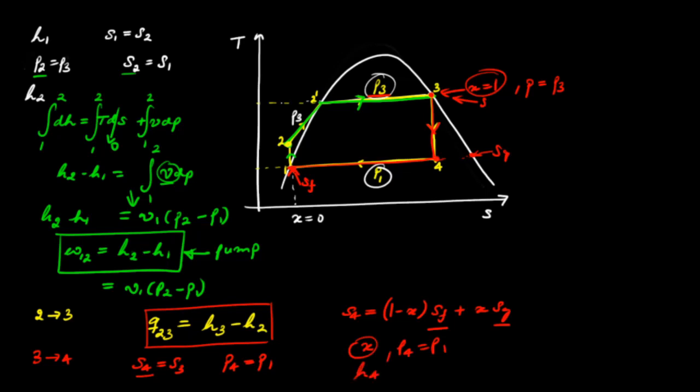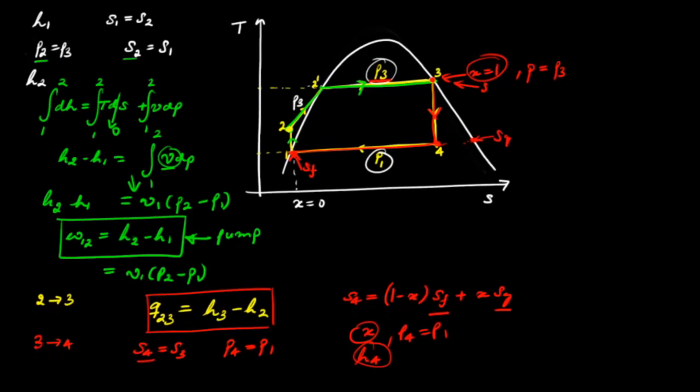So this is how you'll get the enthalpy H4, and once enthalpy is known, we can calculate the work that is done by the turbine. So that is H3 minus H4, and this is minus W34, that is the work output of the turbine.